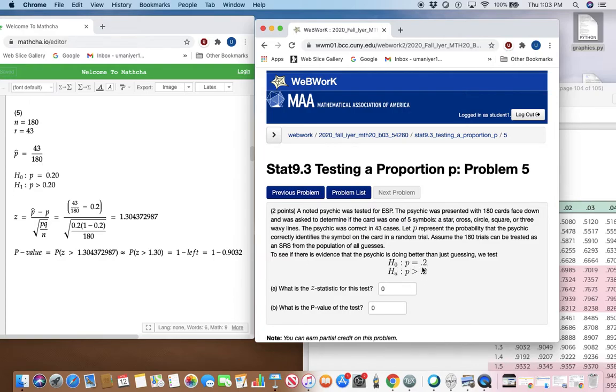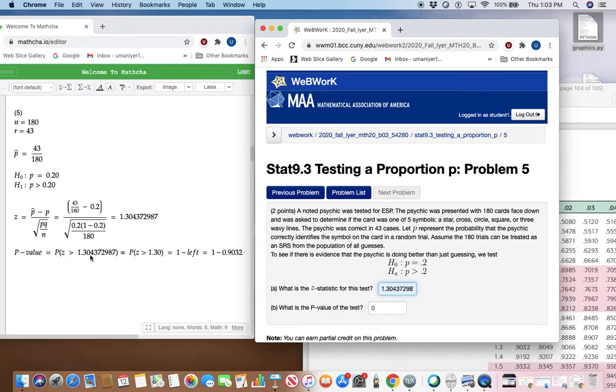You are given the null hypothesis and alternative hypothesis. You should expect success to be 0.2, and are we getting our psychic to do better than 0.2? All right, so the test statistic is simply the formula again. You substitute and you get 1.304372987. All right, so we got that. P-value is the probability Z greater than this.